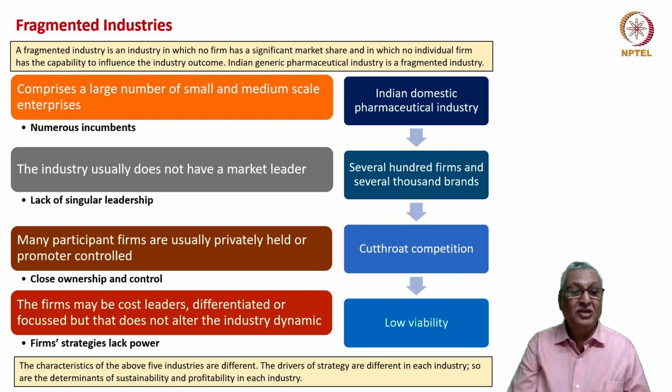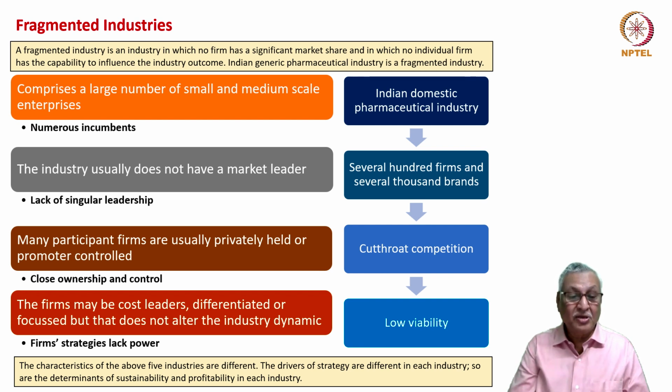Coming back to the fragmented industry, many participant firms are usually privately held or promoter controlled. They have close ownership and control. And this is one of the factors which doesn't allow firms to develop on an aggressive path. They can't compete. They follow a live and let live kind of syndrome. The firms may be cost leaders, differentiated or focused, but that does not alter the industry dynamic. Firms' strategies lack power in the marketplace.